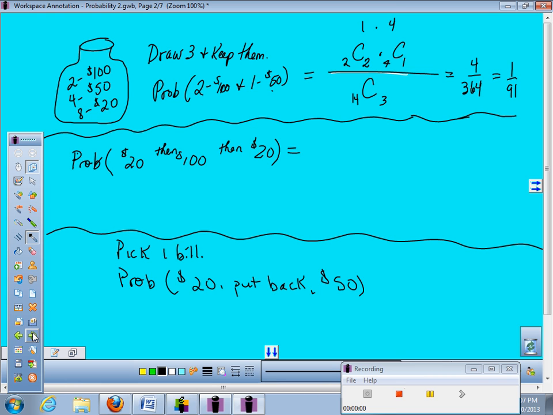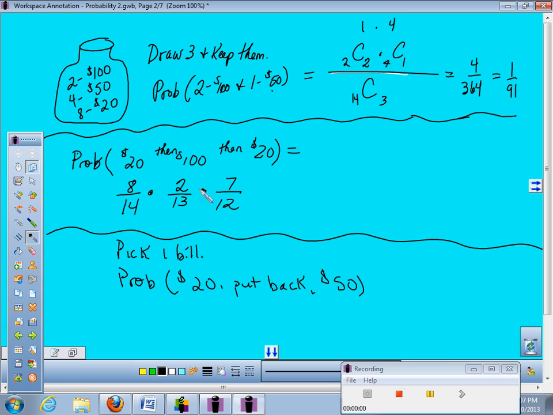So you go, okay, what are my chances of just getting a 20 out of that jar? There are 8 20s out of 14. Okay. Then I need a $100 bill. 2 out of 13. Why 13? Because you took out the 20, so now there's only 13 left in the jar. Then you want another 20. Yes, because there's 7 of those left, and there'd be only 12. Then you multiply your fractions together separately.